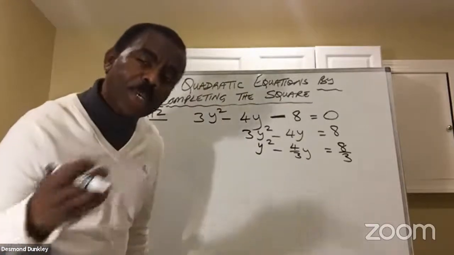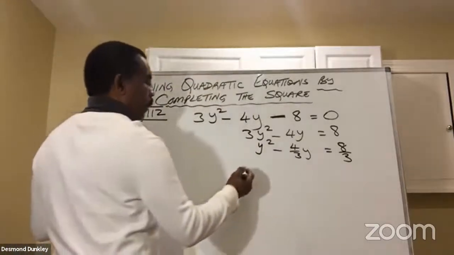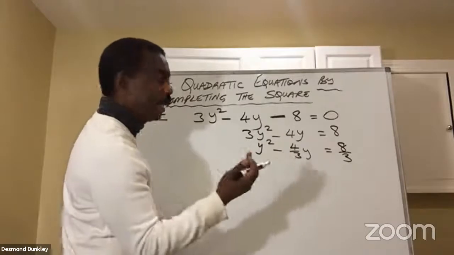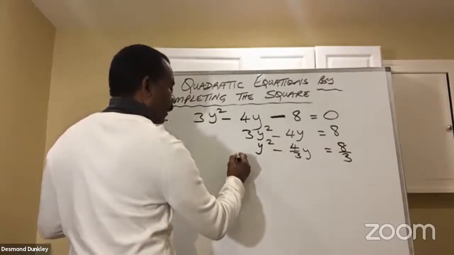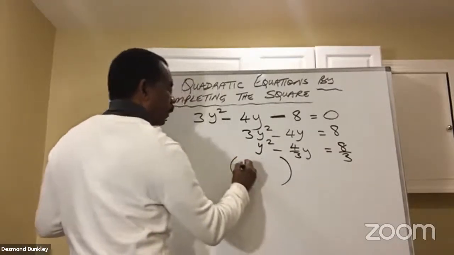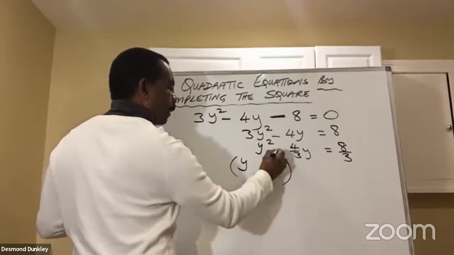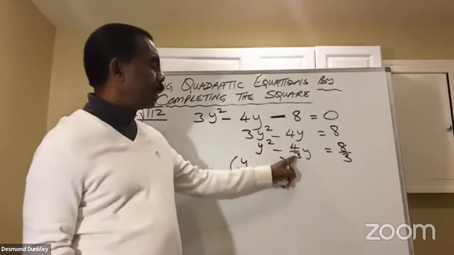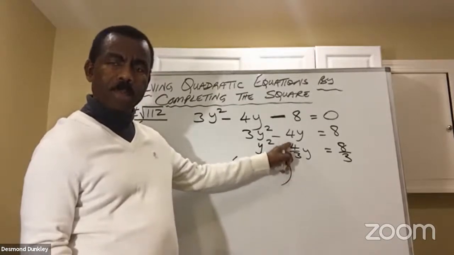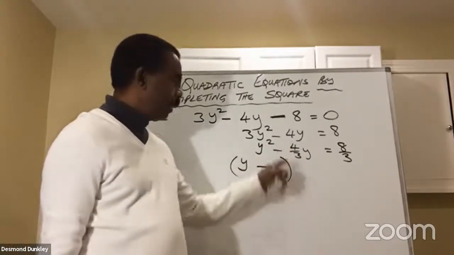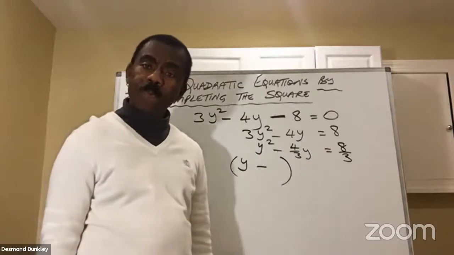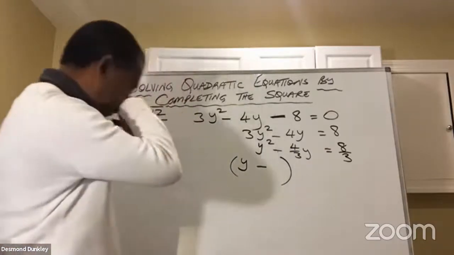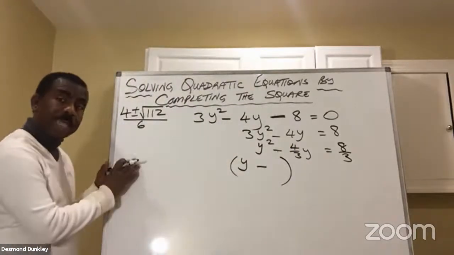So now I'm ready to complete the square. It's ugly, but we can do this. So what is the process? It says it's going to be y, there's a minus sign, and we need to divide this by 2. Well, watch this. Sidebar.